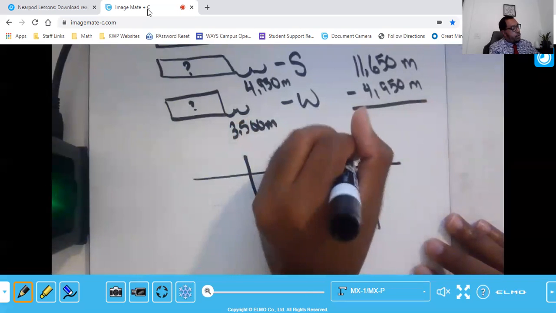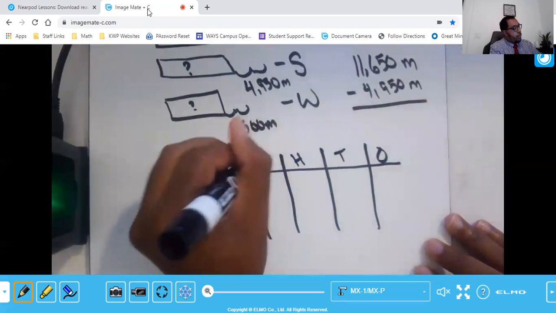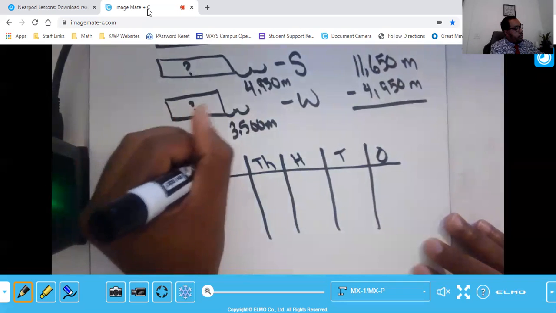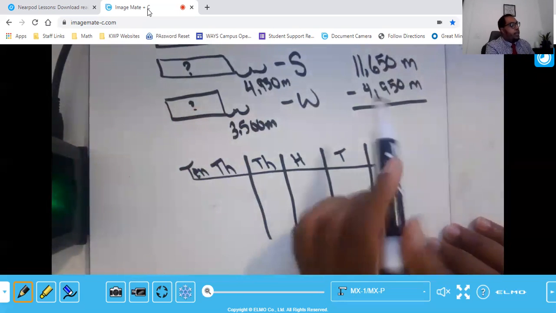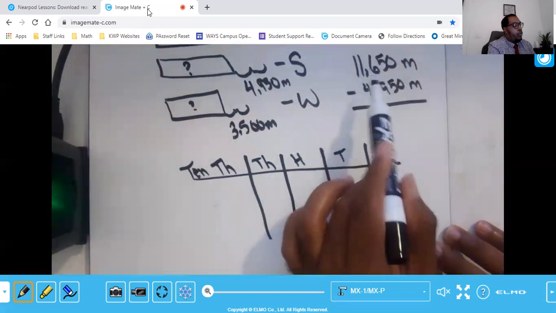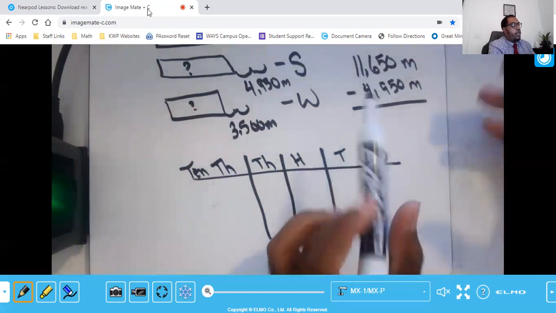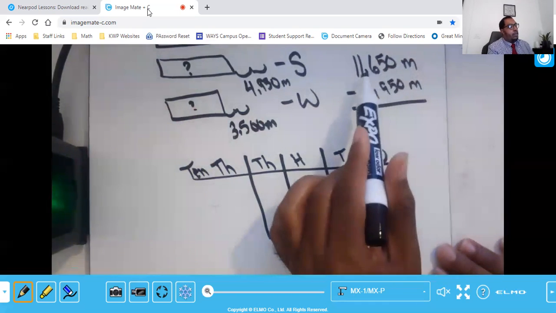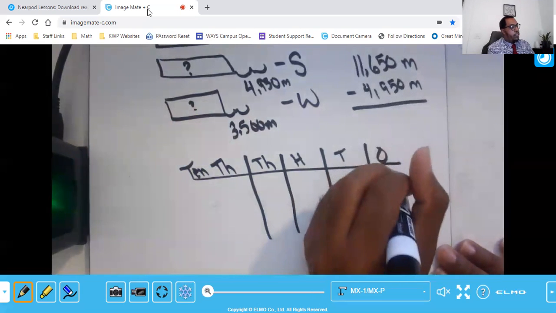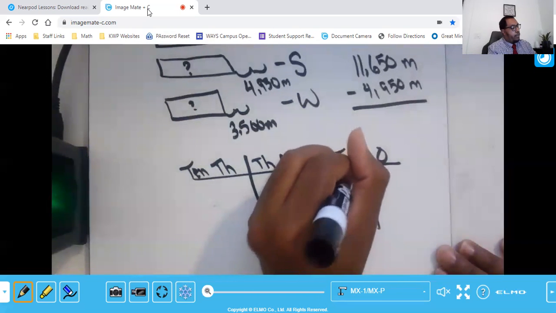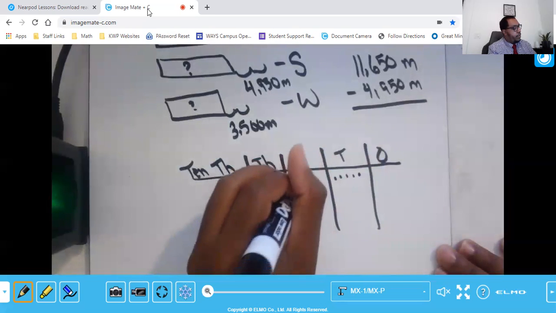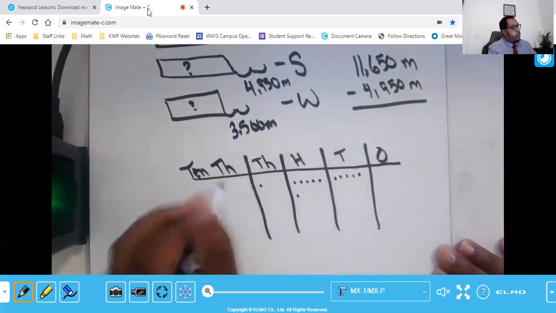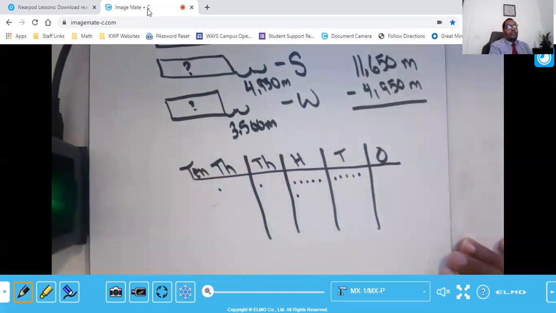These are my ones, my tens, my hundreds, my thousands, and my 10,000s. All right, now, because I am subtracting, I know that I'm going to start with my whole, which is 11,650, and I'm subtracting 4,950. So in my place value chart, I only have to put my whole. So I know that I have 0 ones, I have 5 tens, I have 6 hundreds, I have 1,000, and I have 1 10,000.